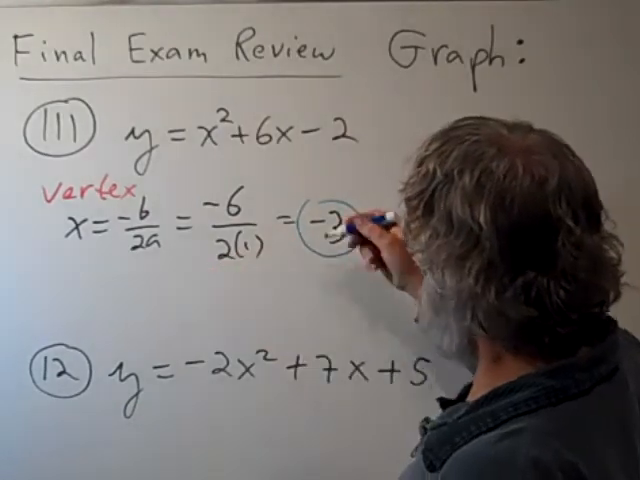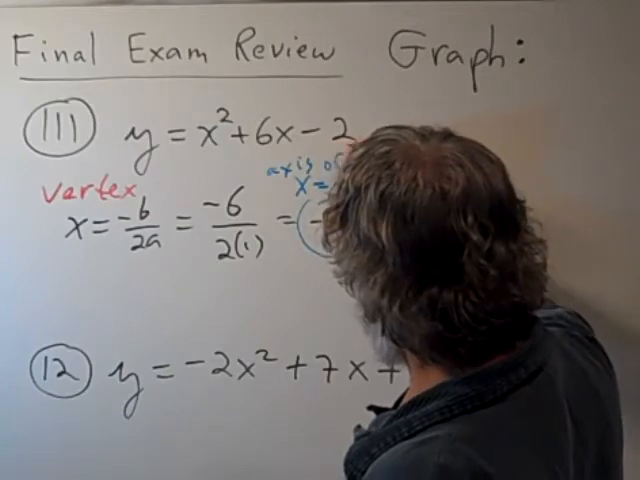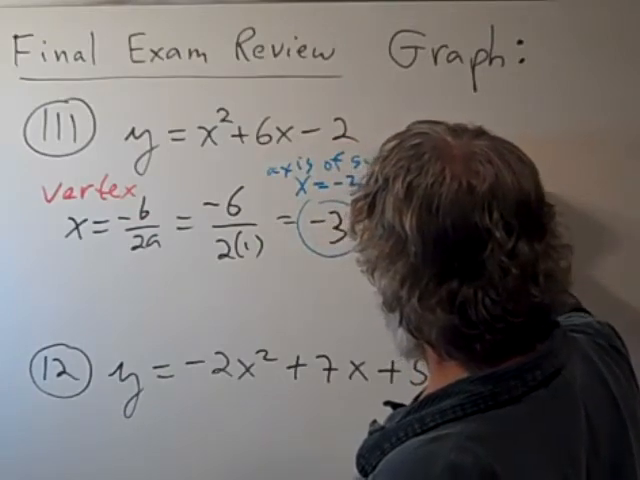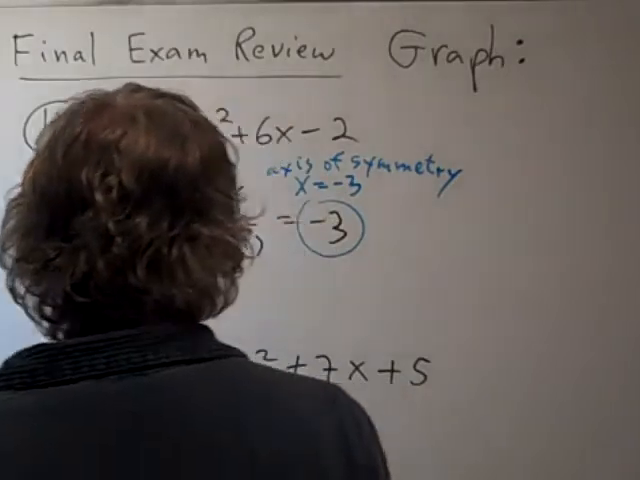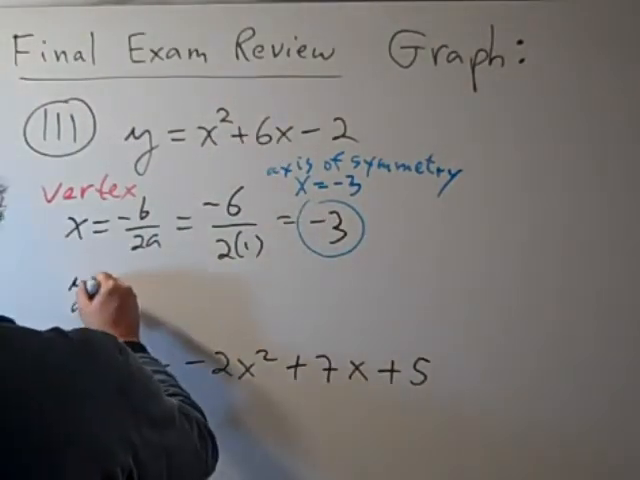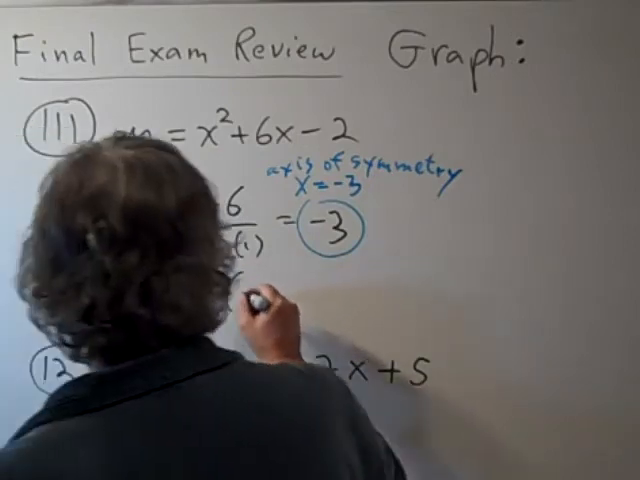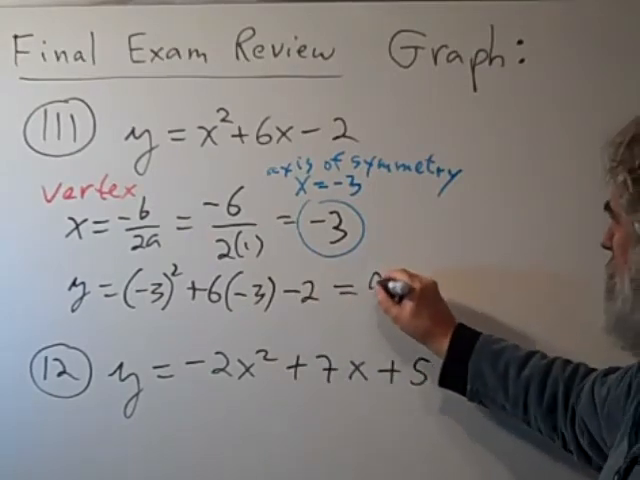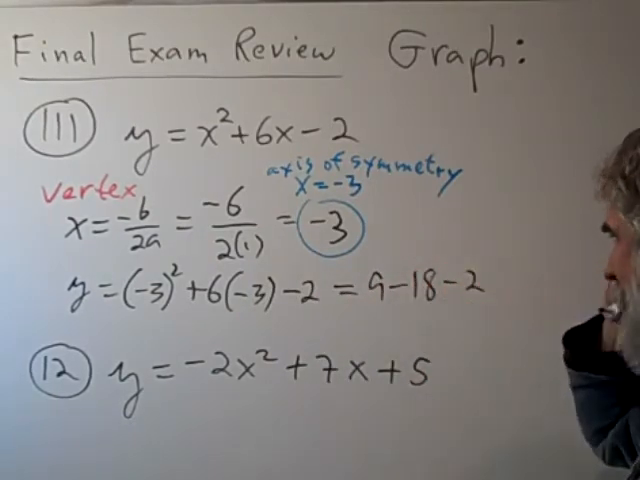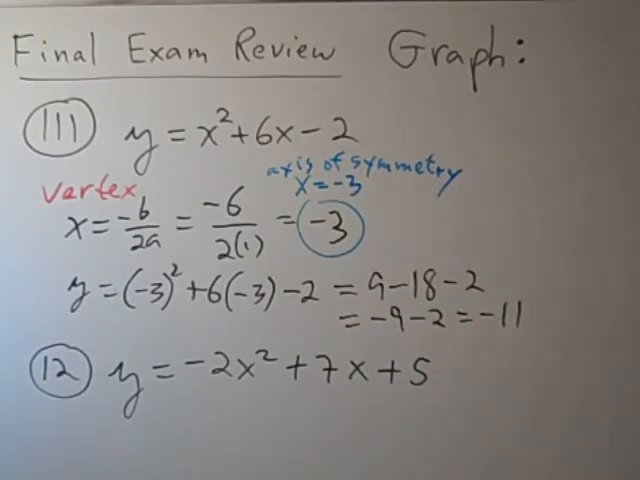And that's also the axis of symmetry, that center line through the middle of the parabola. To find the y-coordinate of the vertex, you plug the x-coordinate into the equation, so you get negative 3 squared plus 6 times negative 3 minus 2. That's 9 minus 18 minus 2. That's minus 9 minus 2, or negative 11. So the y-coordinate of the vertex is negative 11.